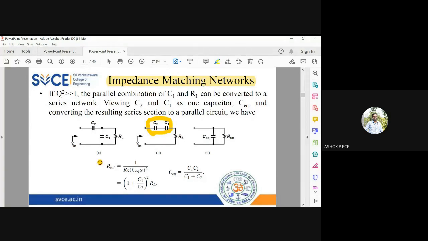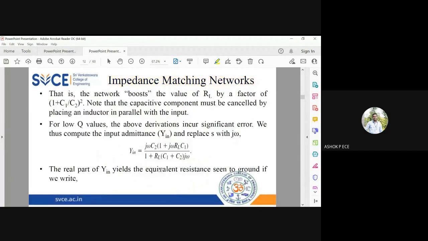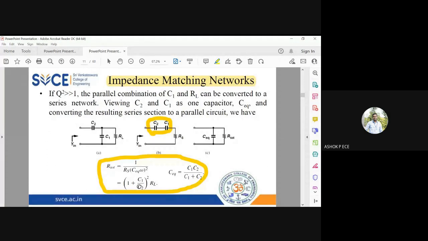So it becomes C equivalent in series with R total. I can find the expression for C equivalent as C1 C2 by C1 plus C2, and R total is going to be 1 by RS into C equivalent omega square. And if you simplify, you get this expression: R total equals 1 plus C1 by C2 the whole square into RL. By choosing proper values of C1 and C2, I can boost the impedance of my network.